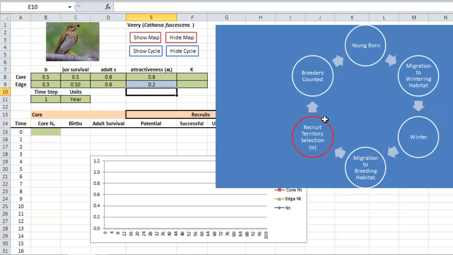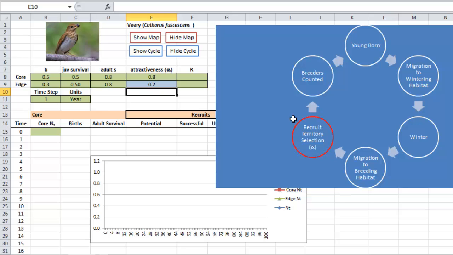So in this example, if we have 100 individuals that are born and 50 of them make it to this recruit portion right here, then 80% of those 50 individuals will try to secure a breeding territory in the core habitat, and 20% of those individuals will try to breed in the edge habitat. That would be their first choice. So this attractiveness is very much about choice.